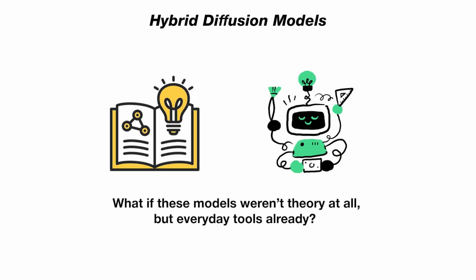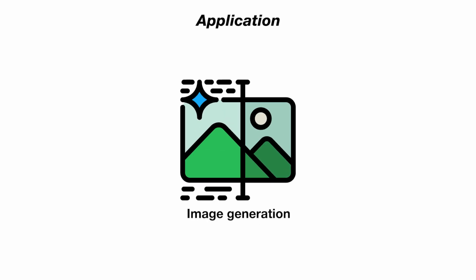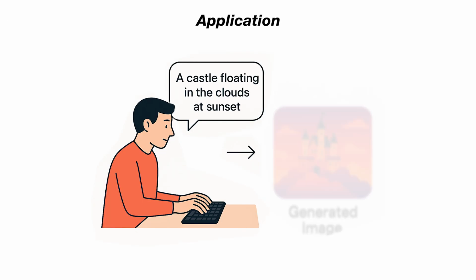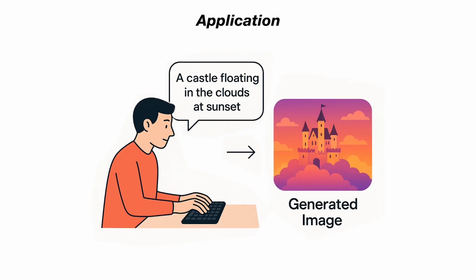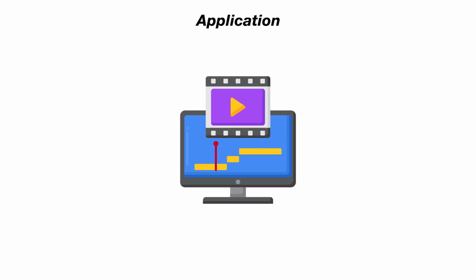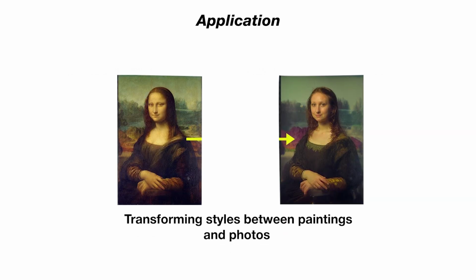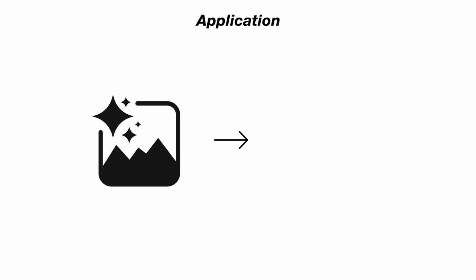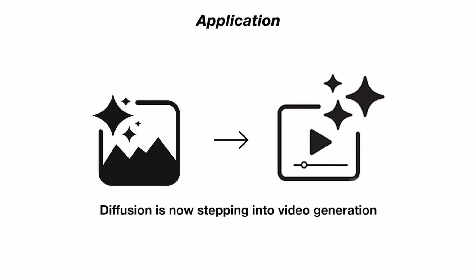And what if these models weren't theory at all, but everyday tools already? That's exactly where diffusion models shine today. Their most visible use is image generation, powering platforms that let anyone create artwork from prompts. They also handle editing tasks like in-painting missing details or transforming styles between paintings and photos. Beyond still images, diffusion is quickly moving into video generation, where short clips are synthesized frame by frame.